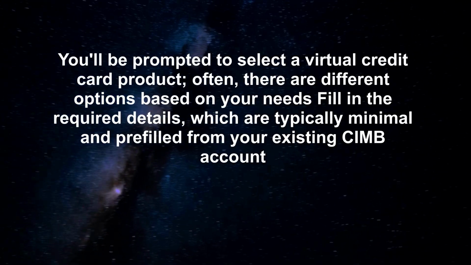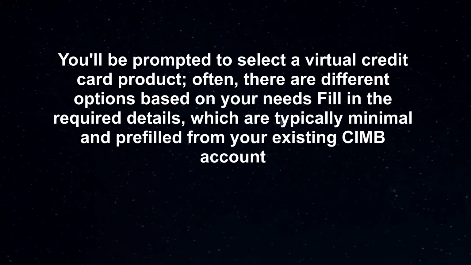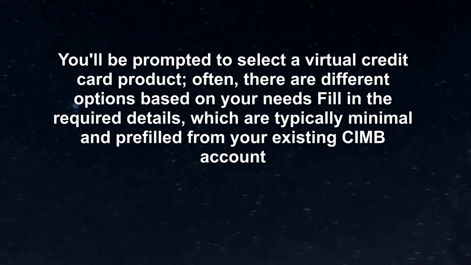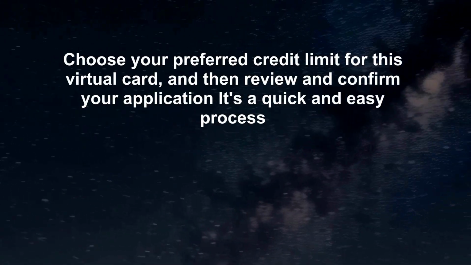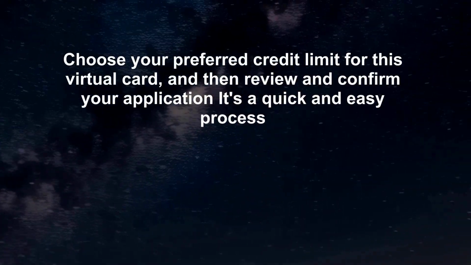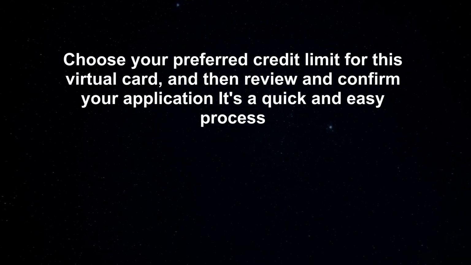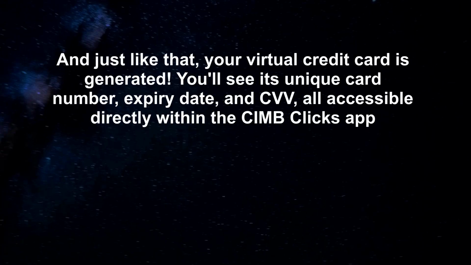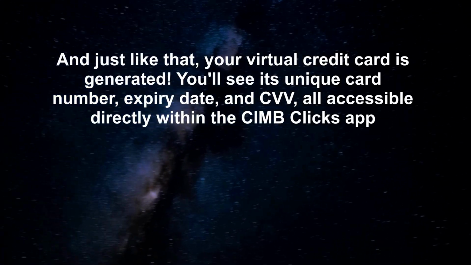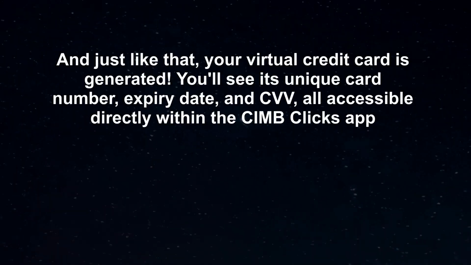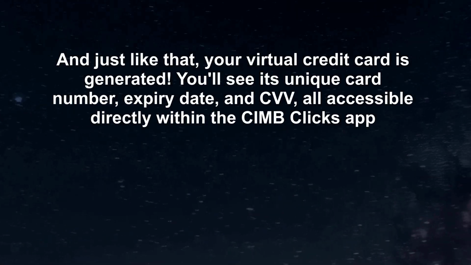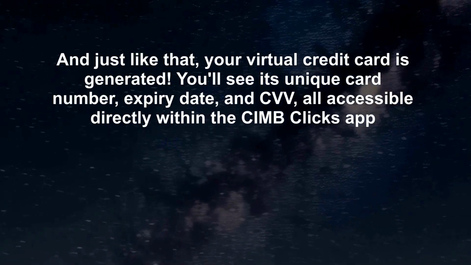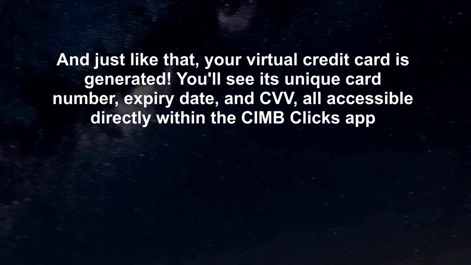Fill in the required details, which are typically minimal and pre-filled from your existing CIMB account. Choose your preferred credit limit for this virtual card, and then review and confirm your application. It's a quick and easy process. And just like that, your virtual credit card is generated. You'll see its unique card number, expiry date, and CVV, all accessible directly within the CIMB Clicks app.